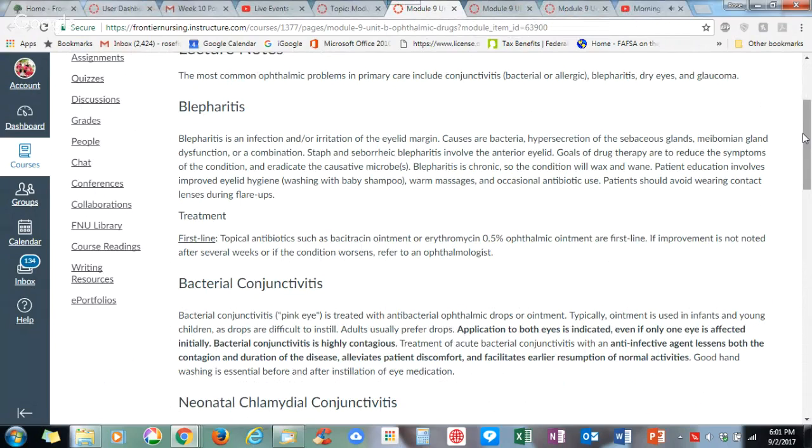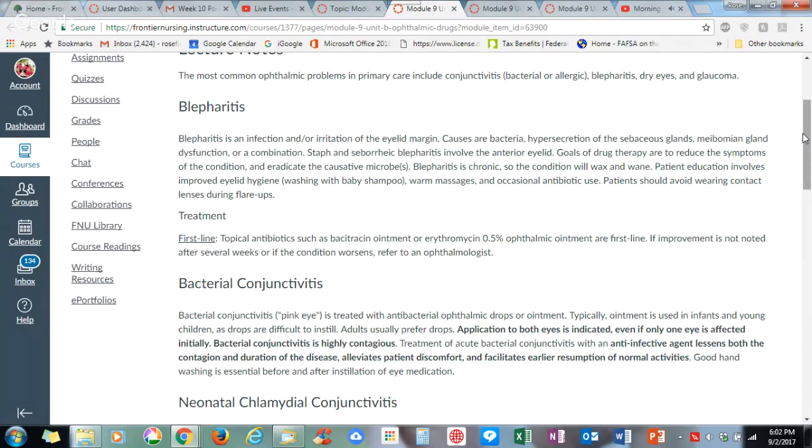Staph and seborrheic blepharitis involve the anterior eyelid. Goals of drug therapy are to reduce the symptoms of the condition and eradicate the causative microbe. Blepharitis is chronic, so the condition will wax and wane. Patient education involves improved eyelid hygiene, washing with baby shampoo, warm massages, and occasional antibiotic use. Patients should avoid wearing contact lenses during flare-ups.